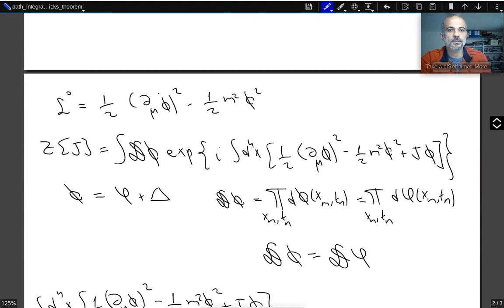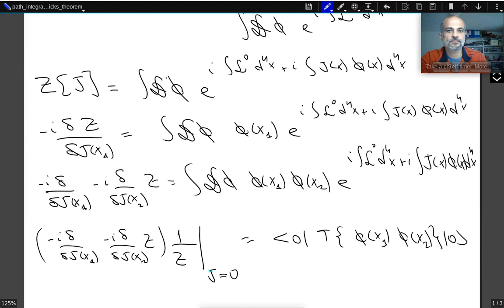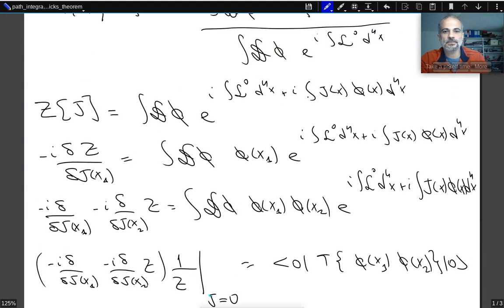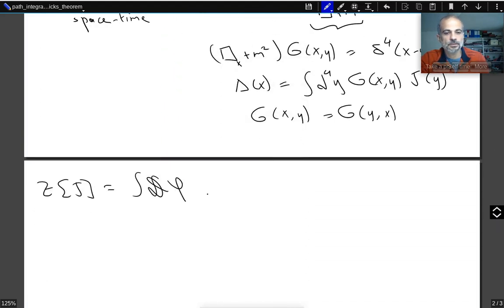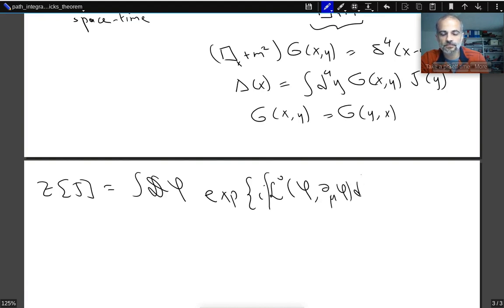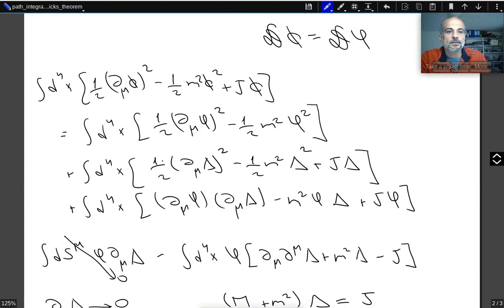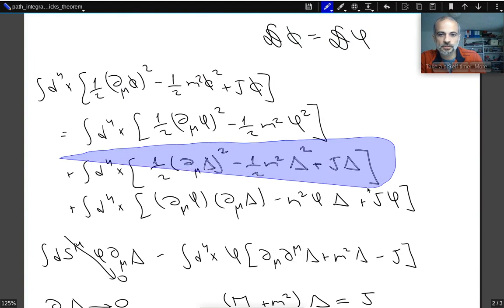Then in the definition of Z, you see I have these integrals. But we had just shown that for the particular choice of delta we will be making, this is just e to the power exponent of i L0 expressed in terms of the new fields. Well, there's the integral d4x. And then there is the second line, which is still there. We will also simplify this line.